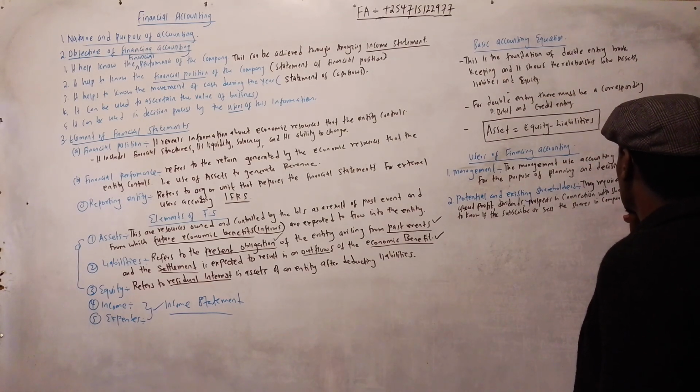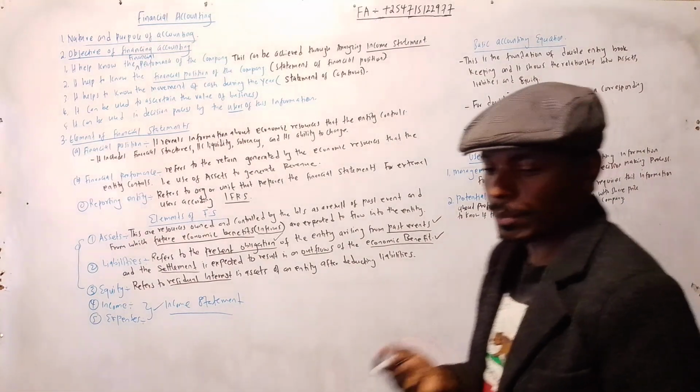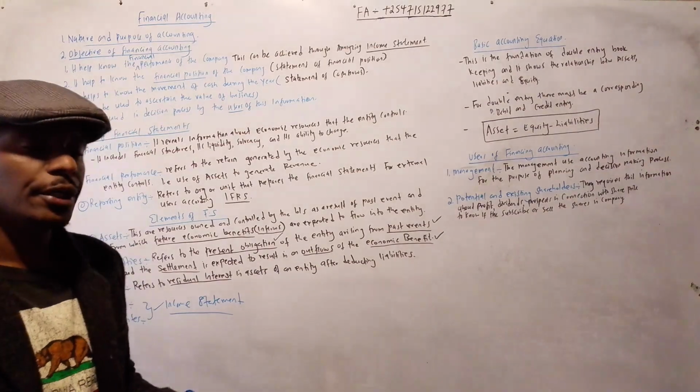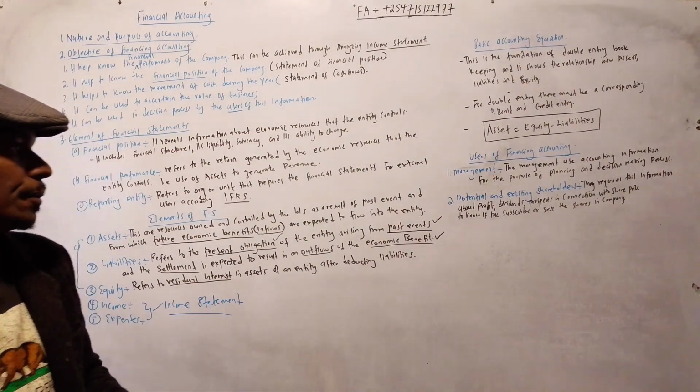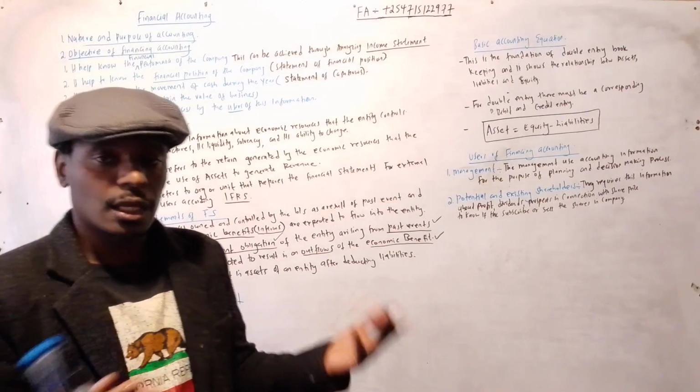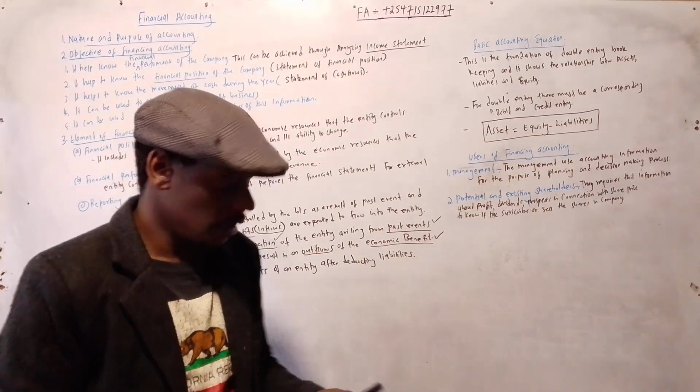So remember, I talk about shareholders. Shareholders are the people who hold shares in the company, and therefore they need to know the information about the dividend payment, the profit that the company made, what is the share price of that company, so as to know if they can still hold their shares or they can still sell their shares in the company.